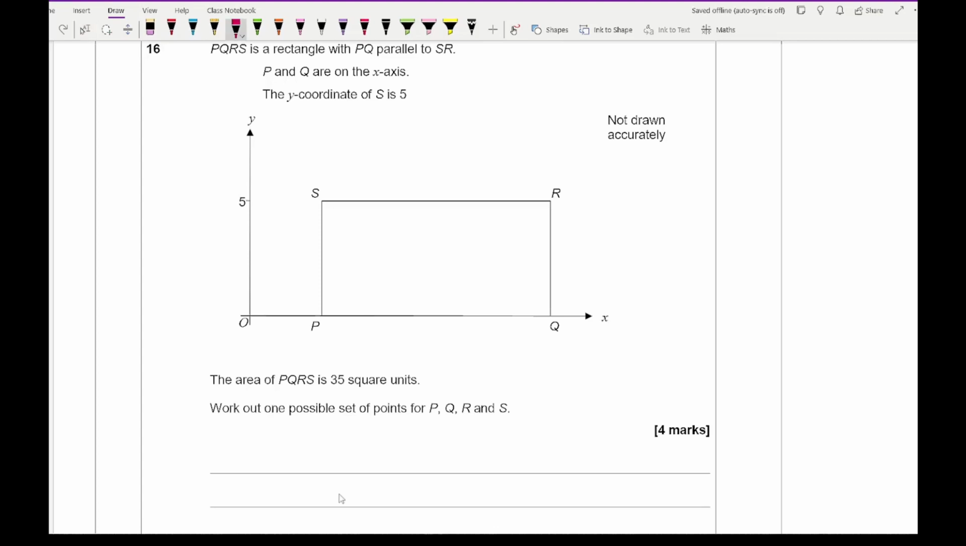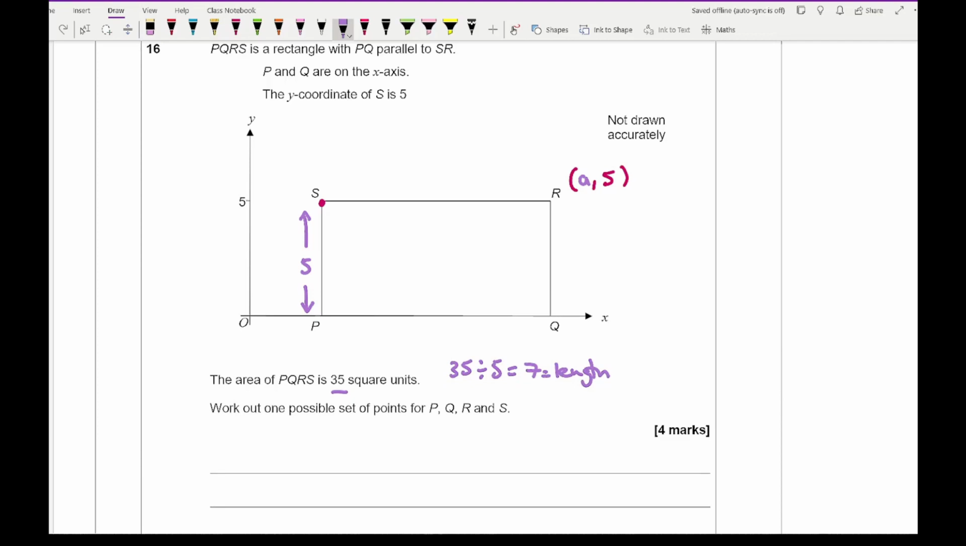So we know that S has got a y ordinate of 5, which is there. So then R, because it's parallel, must have 5 there as well. So we'll just call that A, and just make sure that A does not look like a 9, and we'll just call that A9, A5. Now we know that the height of the rectangle is 5, and we know that the area is 35. So if I do 35 divided by 5 equals 7, so the length must equal 7.